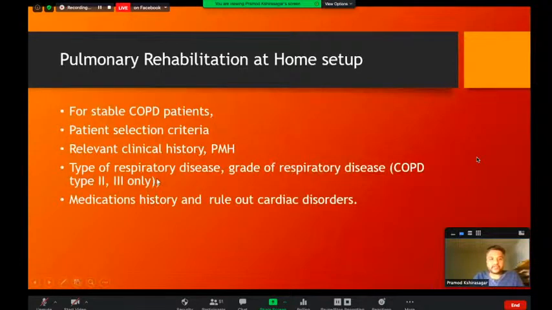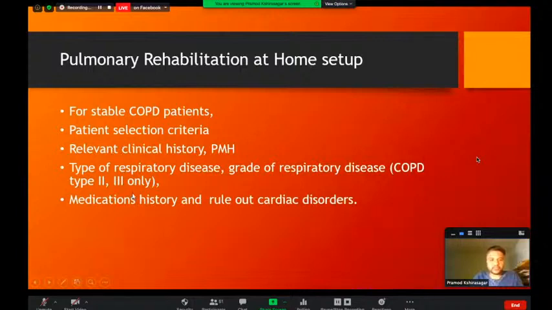So, selection criteria. Ideally, stage one COPD patients will not benefit much from this because the disease symptoms are not so much, and they can be managed without pulmonary rehabilitation. Only prevention and education of the patient is very important, rather than putting them in a pulmonary rehabilitation program. But definitely the stage 2 and stage 3 patients with COPD benefit from pulmonary rehabilitation.